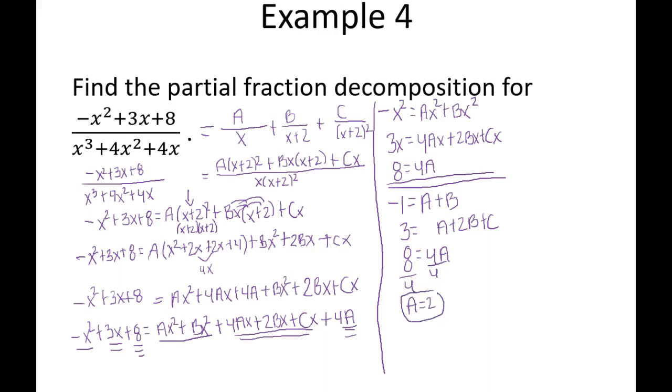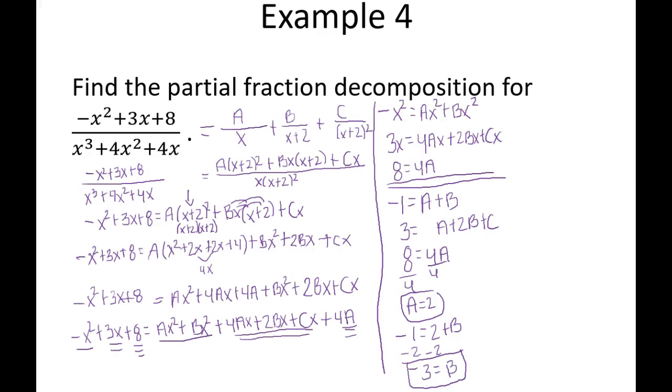Now I'm going to take that 2 and plug it into my top equation here because it has a's and b's in it. So now I'm going to try and figure out what b is. So we have -1 equal to 2 plus b. And if I subtract 2 from both sides, I'm going to find out that b is actually -3.